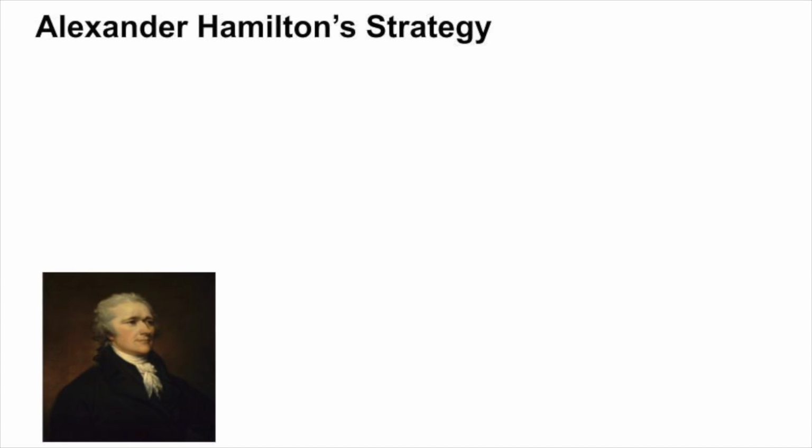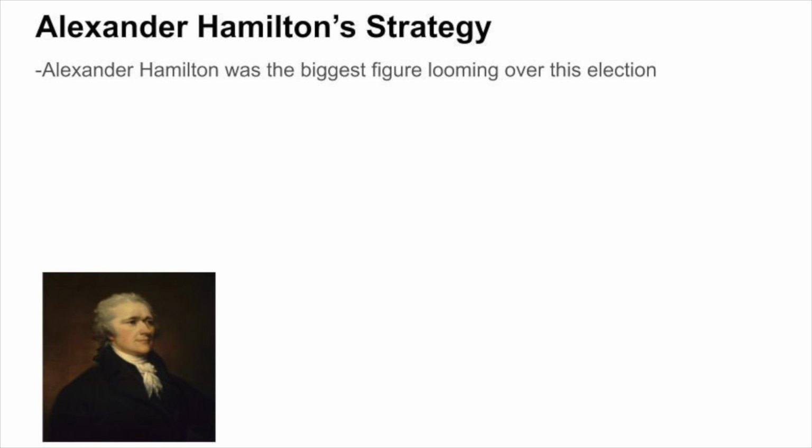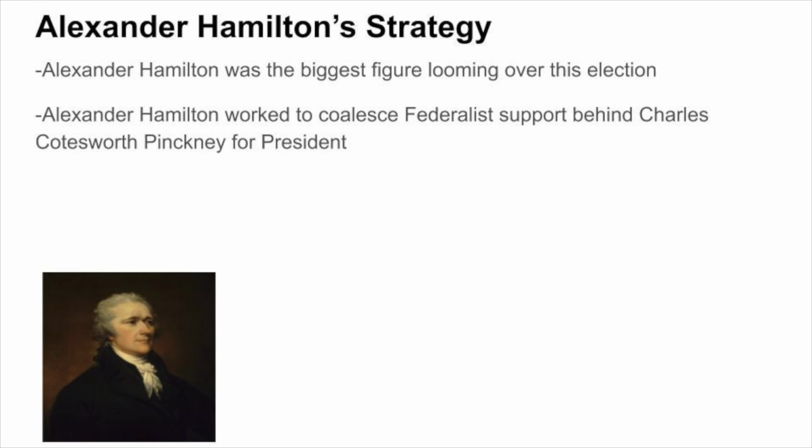Now, although the candidates themselves were a major factor in this race, the biggest figure looming over the race was Alexander Hamilton himself. Hamilton strongly disliked John Adams, and because of this, Hamilton began to secretly coalesce Federalist support behind Charles Cotesworth Pinckney for president.